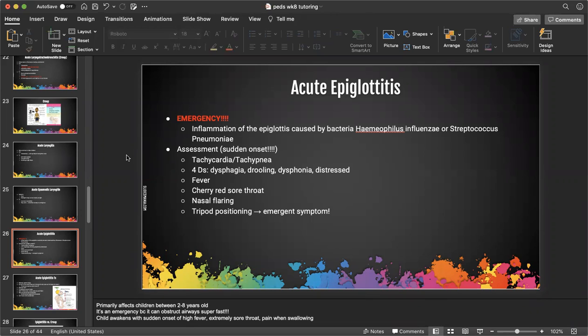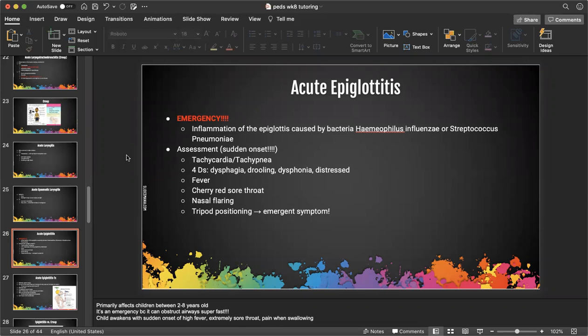For the assessments, acute epiglottitis has a really, really sudden onset. They'll experience tachycardia and tachypnea, and they'll have the 4 Ds, which are dysphagia, drooling, dysphonia, and distress. So make sure you remember the 4 Ds for acute epiglottitis. They can also have a fever.